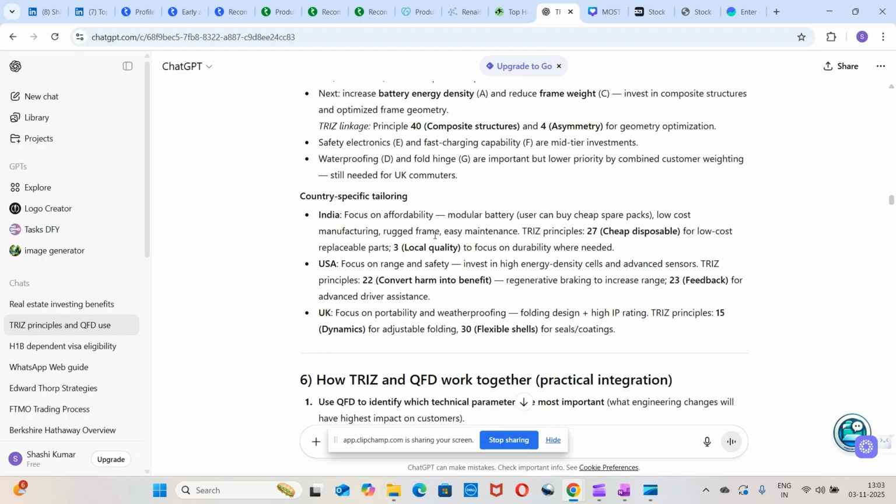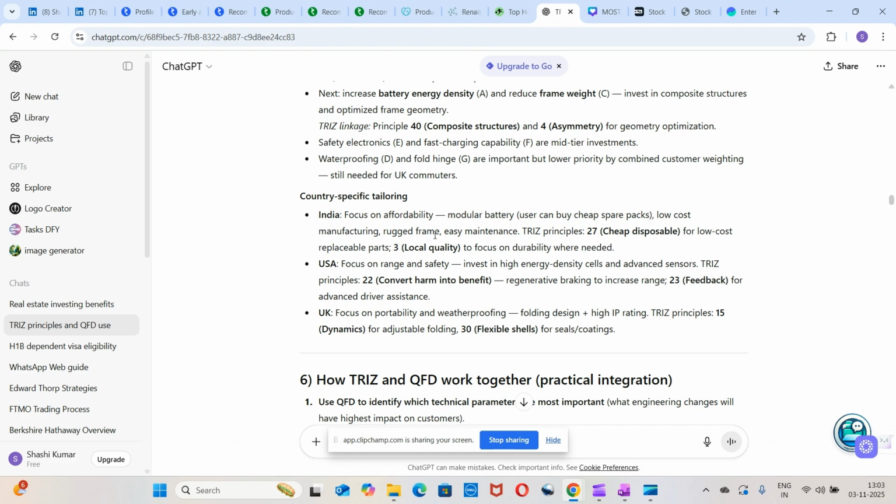Country-specific tailoring could also be done. In India, focus on affordability and a modular battery, where the user can buy cheap spare packs. So low-cost manufacturing, rugged frame, easy maintenance. TRIZ principles are 27, cheap disposable, for low-cost replaceable parts, and 3, local quality, to focus on durability where needed.